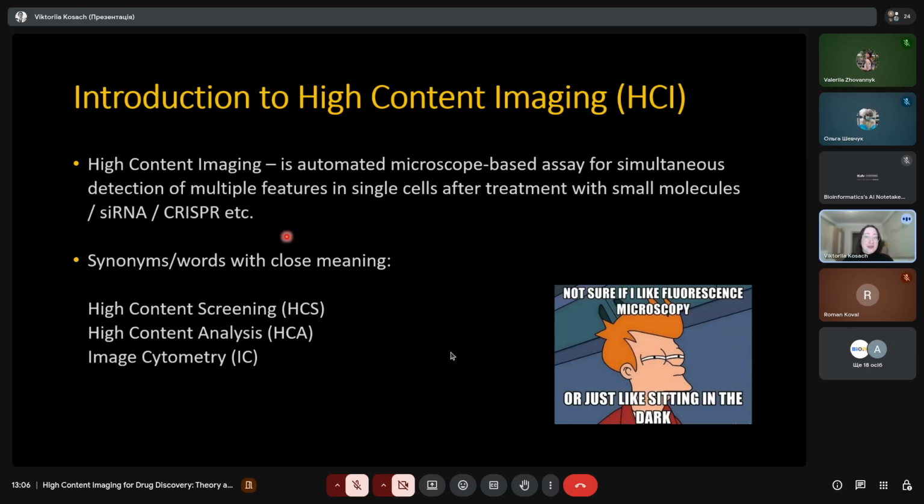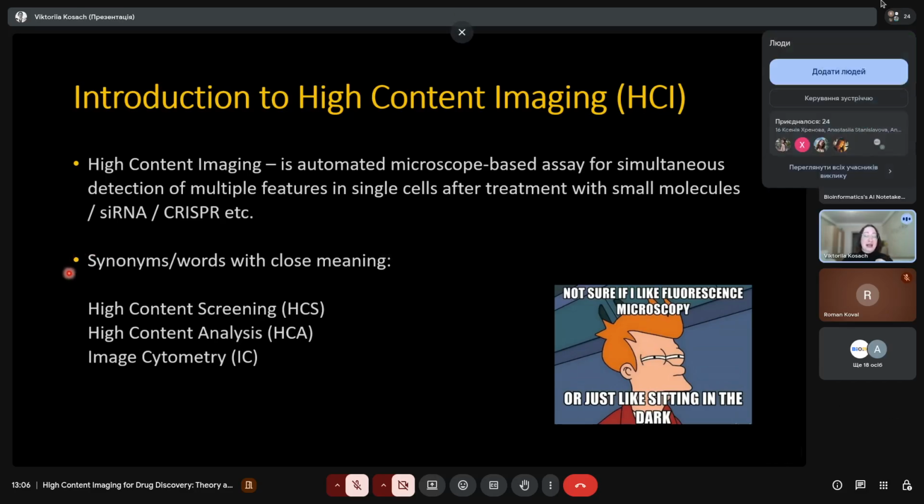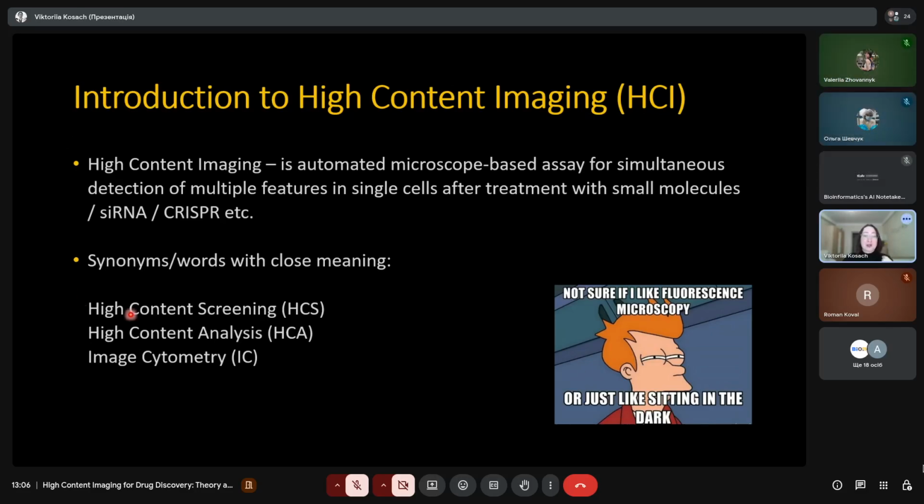If you go further into the literature, you will also find some other terms or phrases. One is high content screening. This one refers to a large-scale project when you need to analyze more than 100,000 compounds, even up to 500,000 compounds.